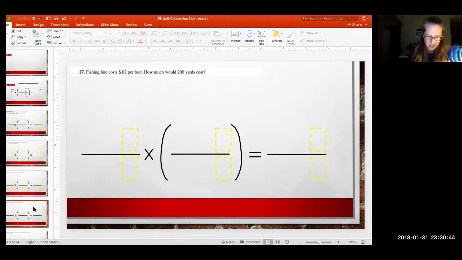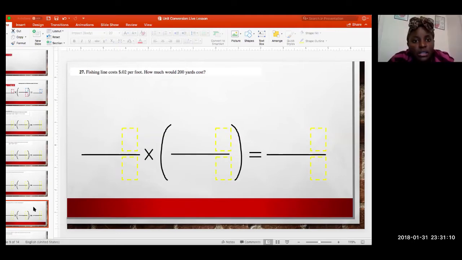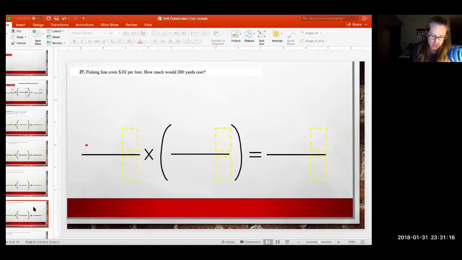So the question is, fishing line costs 2 cents per foot. How much would 200 yards cost? So, all right, Lena, what do we know? Look at the first sentence. What information do we already know? There's 0.02 per foot. Okay, so $0.02 for 1 foot.